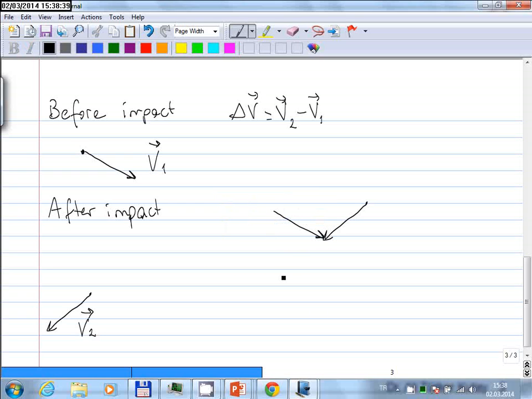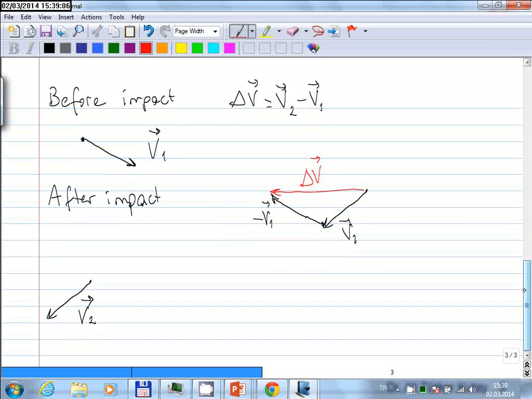Since I'm going to subtract the V1 vector, I need to change the direction of the arrow. So this is minus V1. This was V2. And if you add them, so this is my delta V vector. Okay. So this is the change in velocity during the collision.